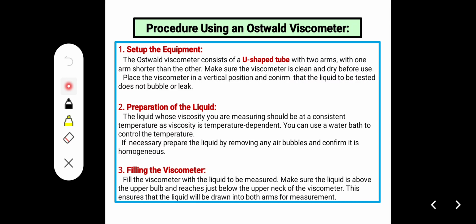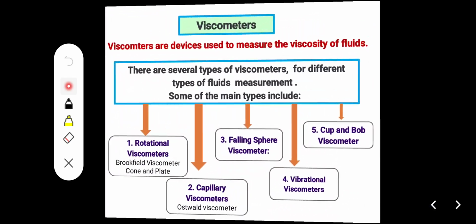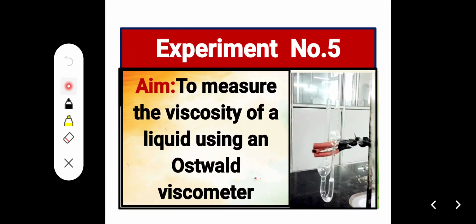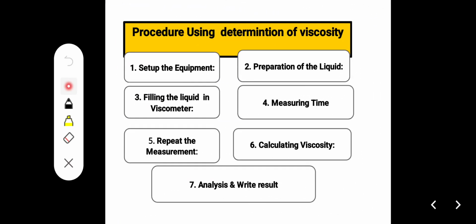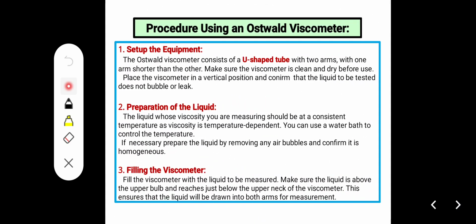Next, filling the viscometer. Fill the viscometer with the liquid to be measured. Make sure the liquid is above the upper bulb and reaches just below the upper neck of the viscometer. This is to ensure that the liquid will be drawn into both arms for measurement, point A and point B. So point A and point B have to be covered; make sure that the liquid is above the upper bulb and reaches just below the upper neck of the viscometer.